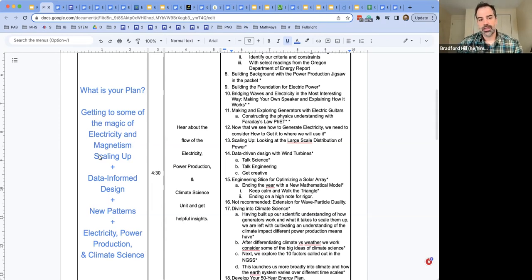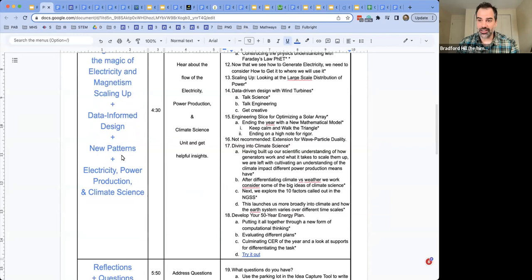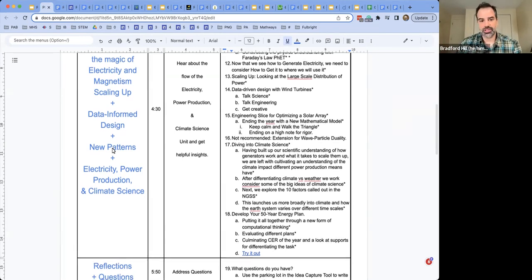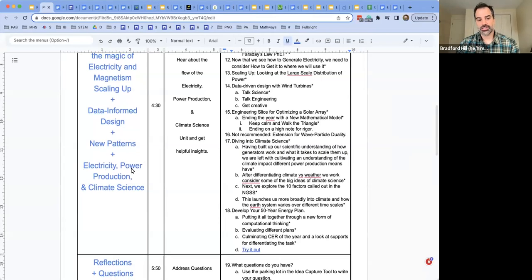So we have our final data-informed design in the engineering section. There are some new patterns. We have used those 4 patterns, but what a great way, especially in chemistry and biology, for them to see new patterns. It is optional, and we'll say it during the webinar, but here's a chance to say the world is big and amazing, and there are even more patterns than what we've talked about so far this year. And then, of course, climate change and climate science. That's a big piece of the driver of this unit.